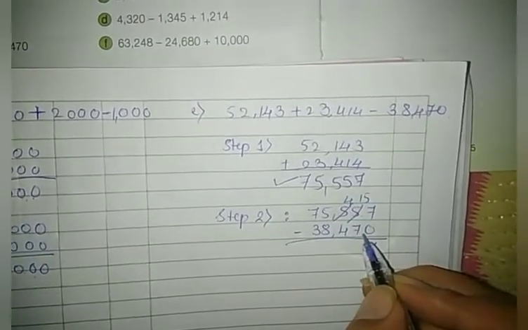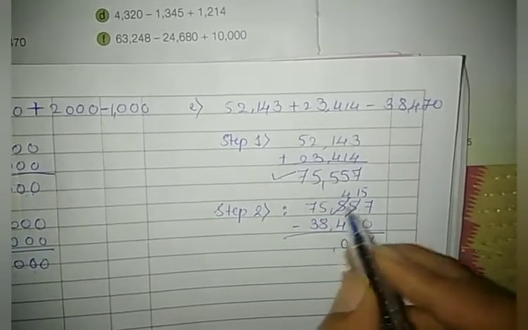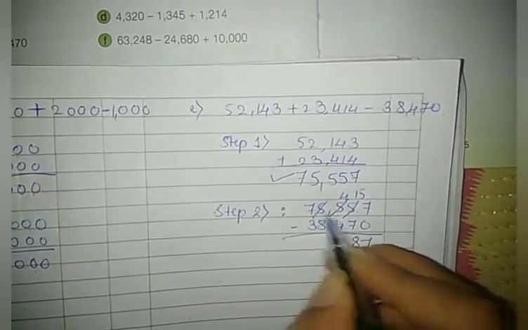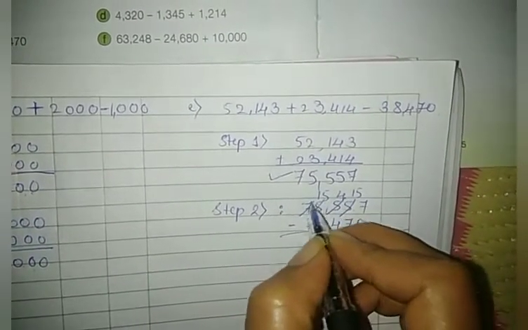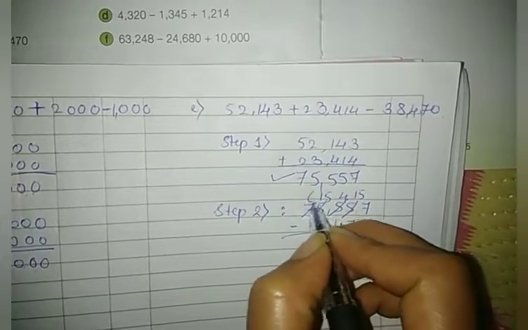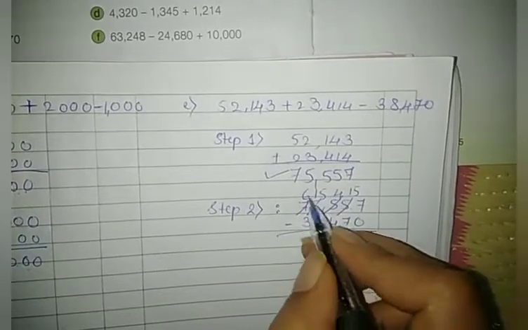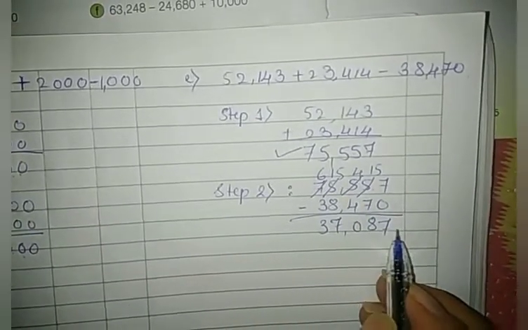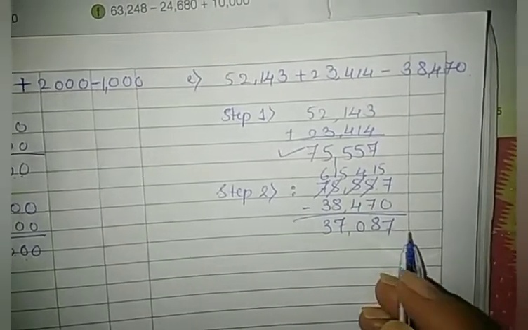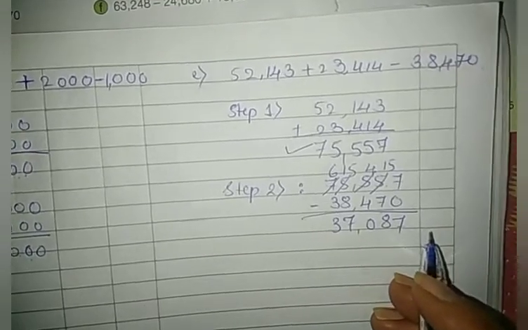15 minus 7 will be now 8. Now we have 4 minus 4 is 0. Then 5 minus 8 is not possible. Cancel the numbers and the previous number, make it as 15. This has 1 less, that is 7 minus 1 will be 6. Now 15 minus 8 will be 7. Then 6 minus 3 is 3. So the answer is 37,087. Okay, like this you will solve the sums and you will send me. Write neatly with the pen in your notebook and send me. Now see the next exercise.